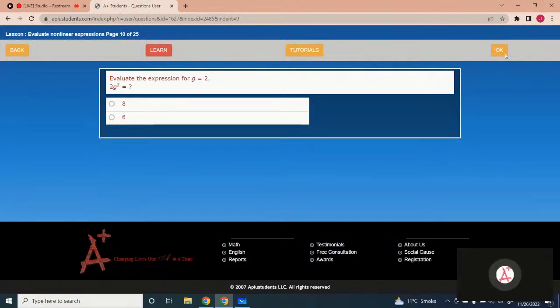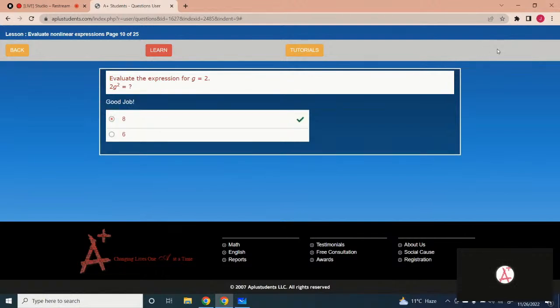Okay, the next one is evaluate the expression for g equals 2, and you have to calculate 2g square. Got it? Replace the g with the value, so it would be 2 times 2 square, and 2 square is 4. So 4 times 2 is, yes, it is 8. Just select the correct option and click on the OK button.